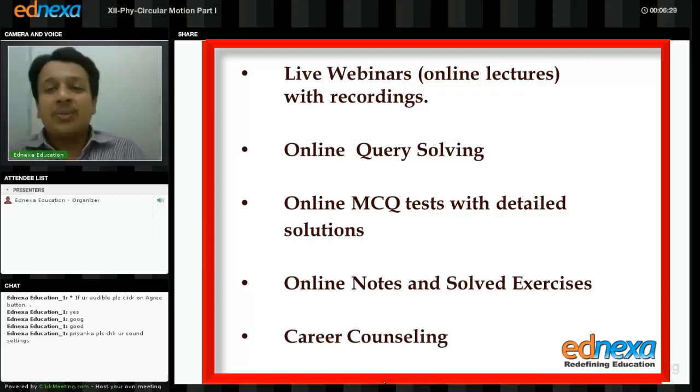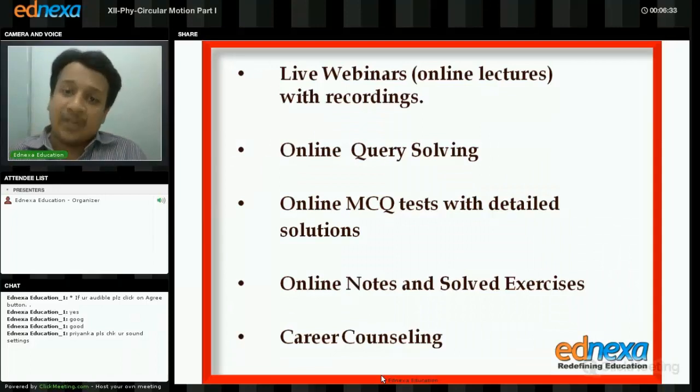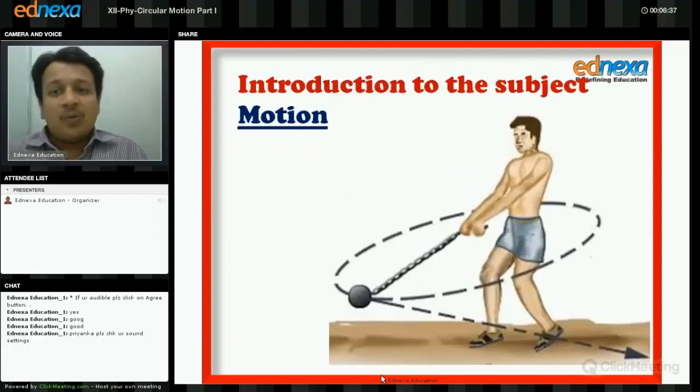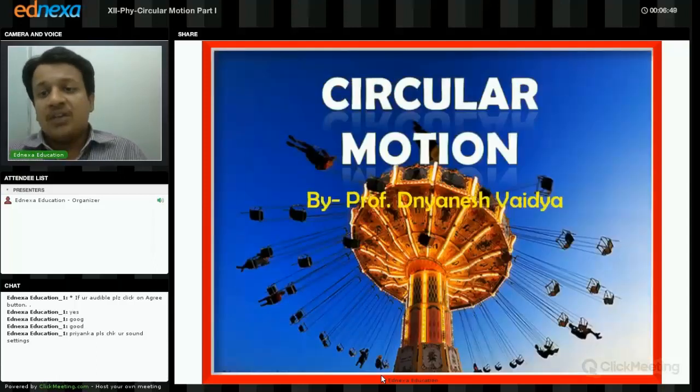Now when we are going to think about physics, we are going to start with the first chapter. But before starting the first chapter, I want to introduce the first concept, that is motion. From this motion, we are going to start with the topic circular motion. We are going to start with the chapter named circular motion.